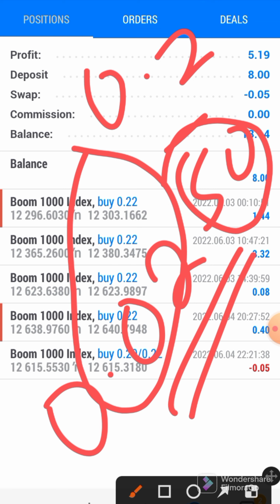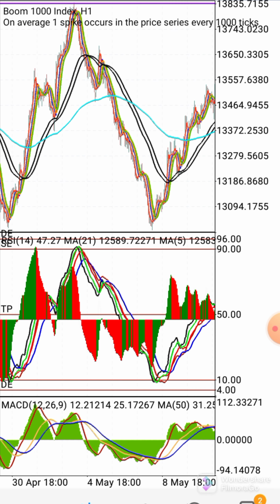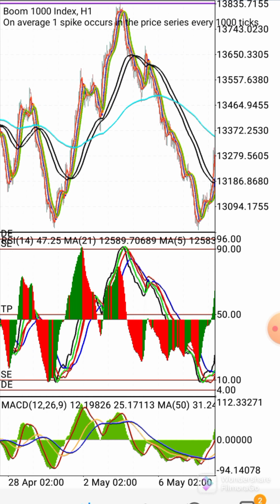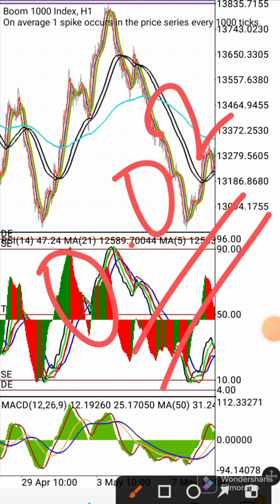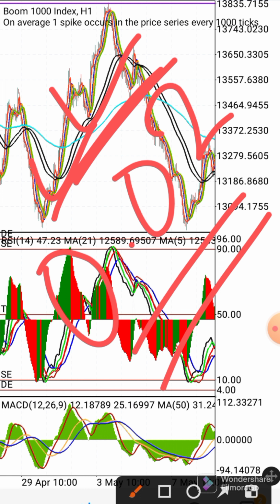So I'm very sure if you are catching spikes, if you are using my system or any other system outside there, make sure, as I repeat, you maintain that rule: 0.02 lot. That's the target option here. That is what you should understand.